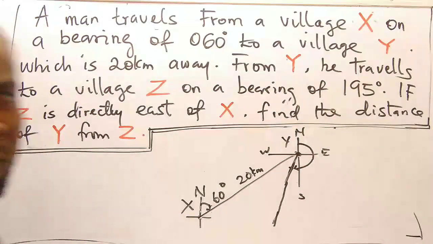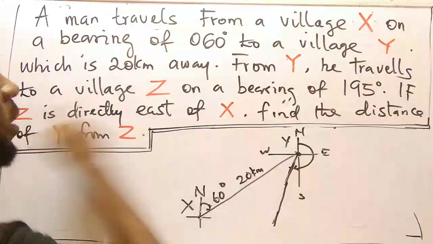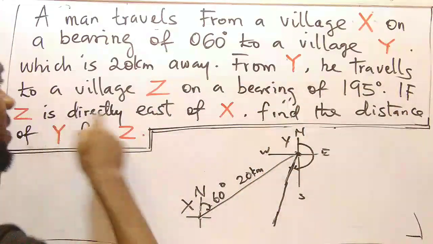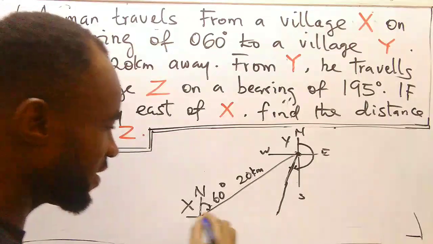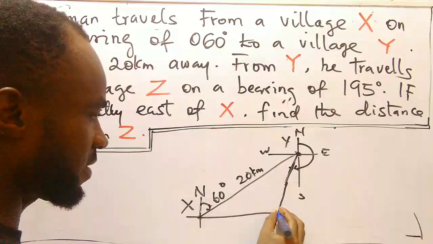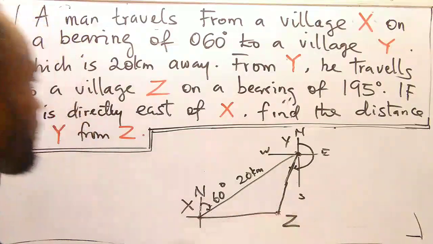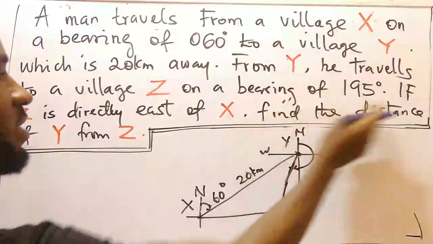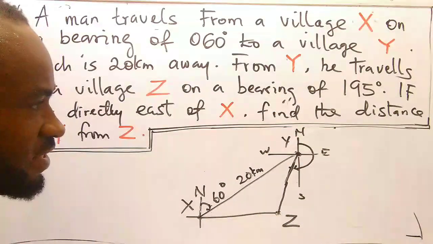Now, what did they tell us about point Z? They said if Z is directly east of X, that is to say the position where Z is on this east side is due east of X. So Z is at this point. Find the distance now of Y from Z. So we are asked to find this distance.